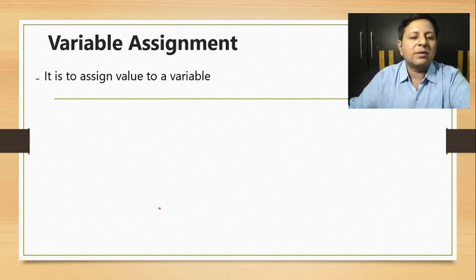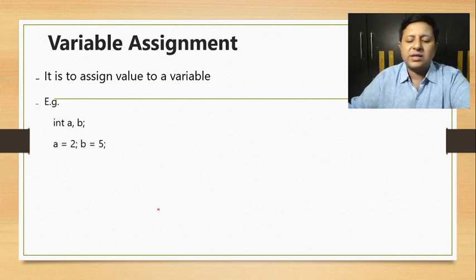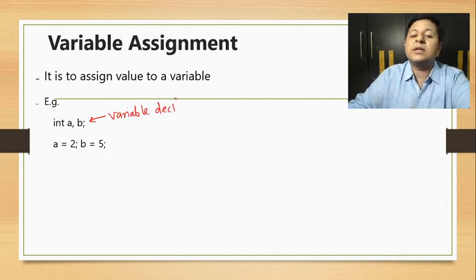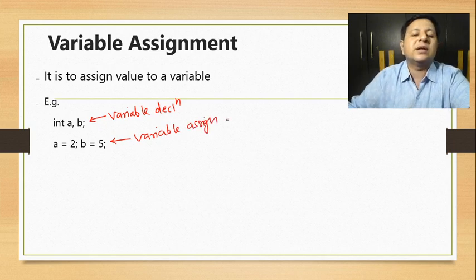Okay, a simple example. This is nothing but a variable declaration, which you already had seen, whereas this particular point is called variable assignment. Assigning a value to a variable is called variable assignment.